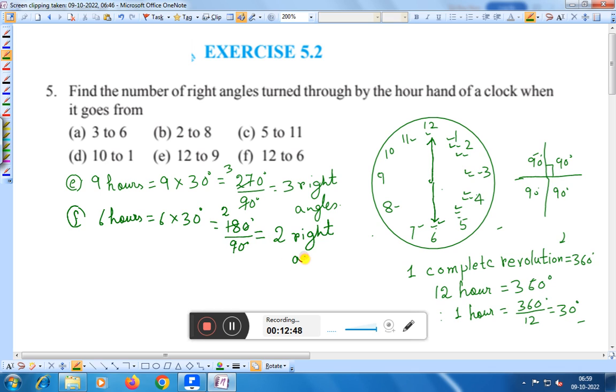This is an easy method, but you have to understand how you are going. Right? This is the way you can find the different number of right angles.